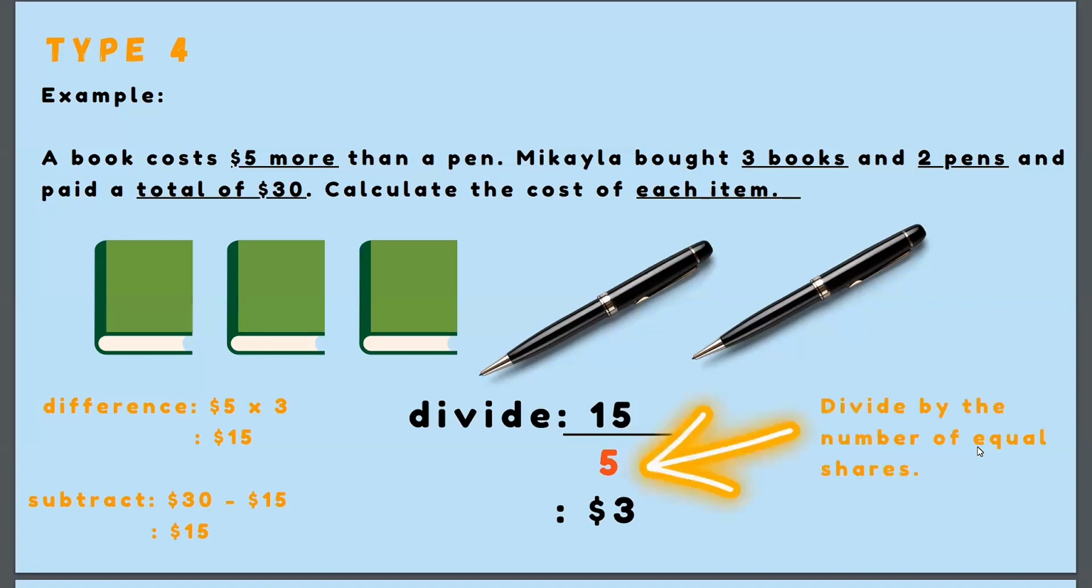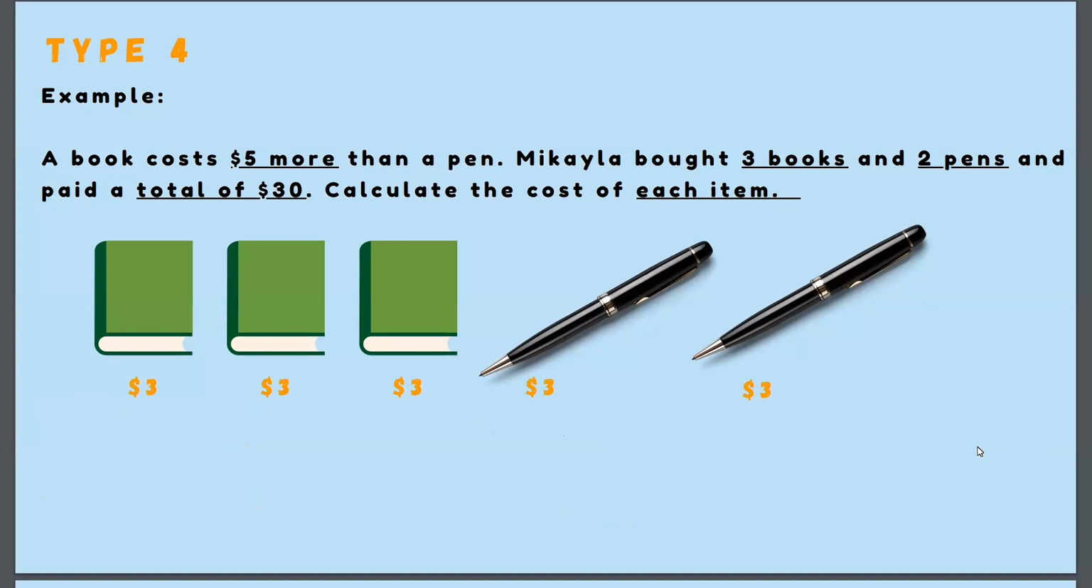So 5 into 15, 3. That $15 is distributed among these 5 items. But we know something about the books. Remember, we subtracted the difference. The difference was $15, and each book is $5 more. So now we redistribute that $15. $5 to the first book, $5 to the second book, $5 to the third book. So each book would be 3 plus 5, which is $8, and each pen will be $3.